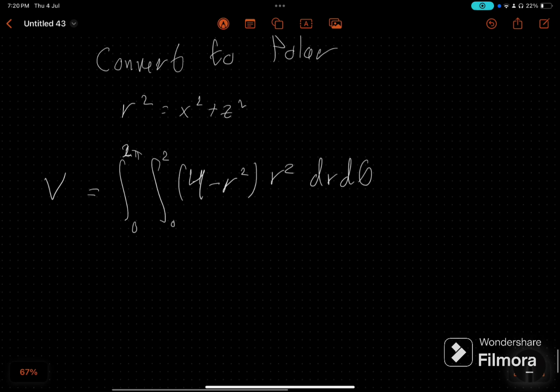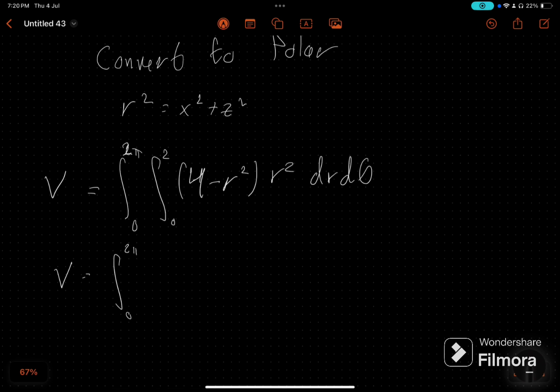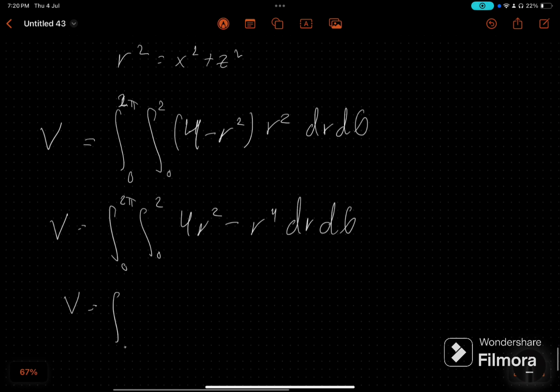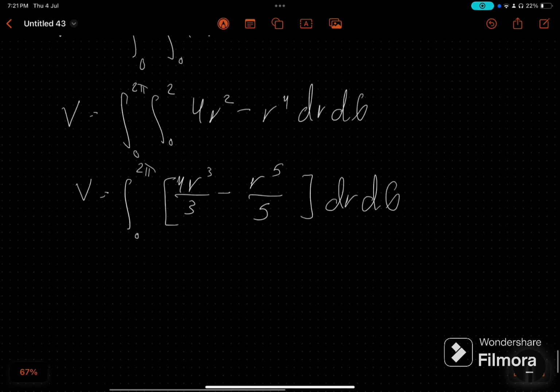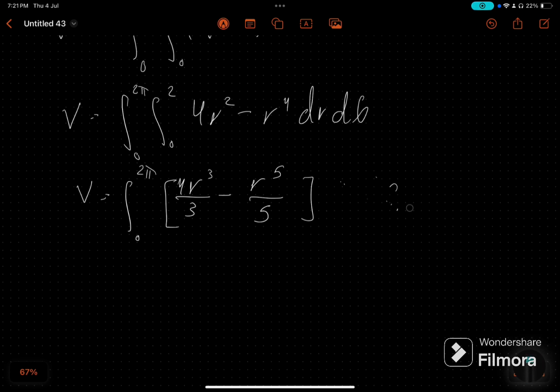Now let's find this real quick. V equals the integral from 0 to 2 pi of the integral from 0 to 2 of 4r squared minus r to the 4 dr d theta. So V equals the integral from 0 to 2 pi of 4r cubed over 3 minus r to the 5 over 5, evaluated from 0 to 2.